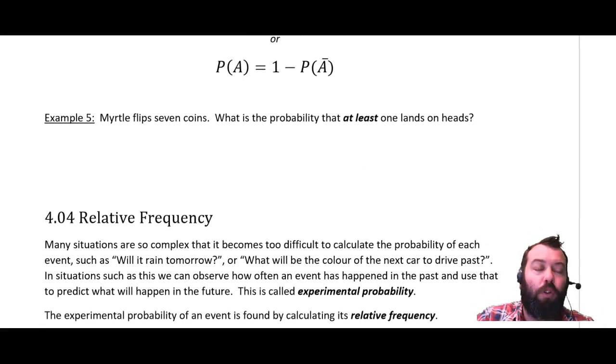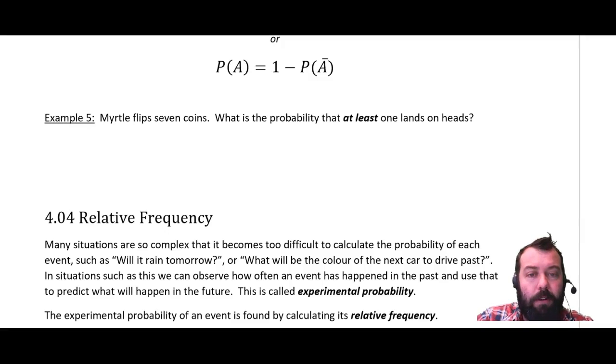Myrtle flips 7 coins. Think back to our tree diagram from the last exercise. Now, that's not a tree with 7 branches. No, that is a tree that forks 7 times. That means that the size of this sample space is 2 times 2 times 2 times 2 times 2 times 2 times 2. 2 to the power of 7 is 128. You don't want to draw a tree with 128 branches at the end.